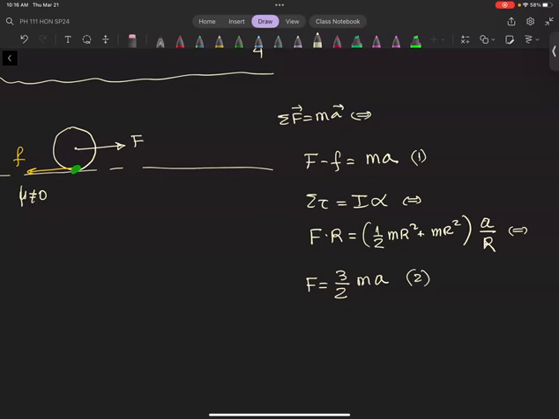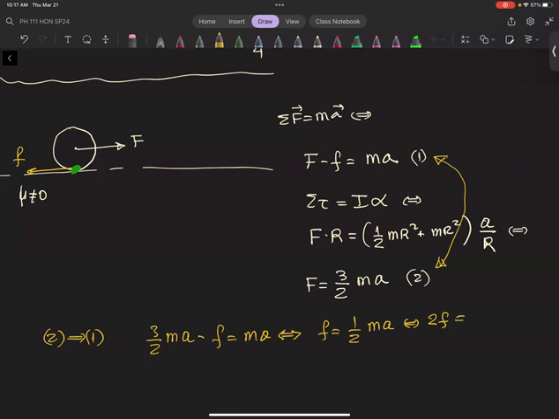Excellent. Now let me combine out of curiosity these two equations. And I'm going to sub, obviously, equation 2 into equation 1. What do I get? 3/2 mass acceleration minus friction equals ma. Yes or no? Which means that friction is 1/2 mass acceleration, or 2 times friction equals mass A. Equation 3. Yes or no?